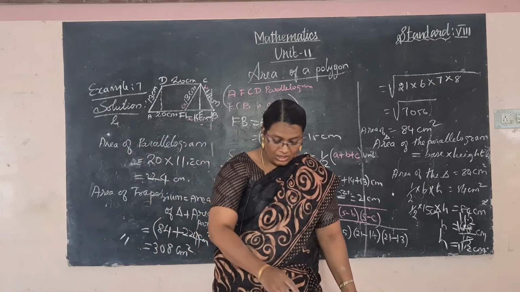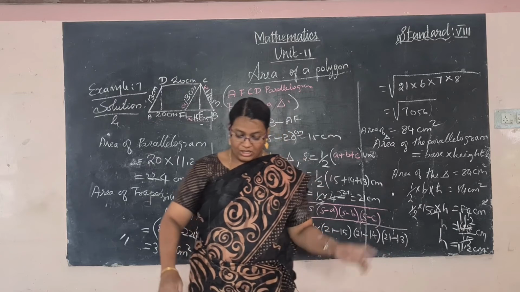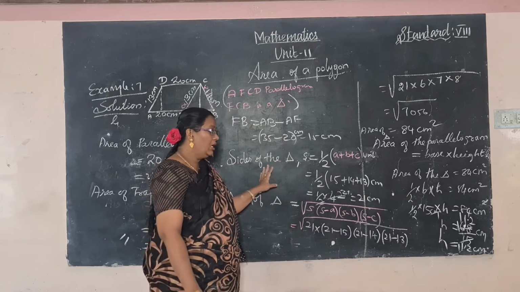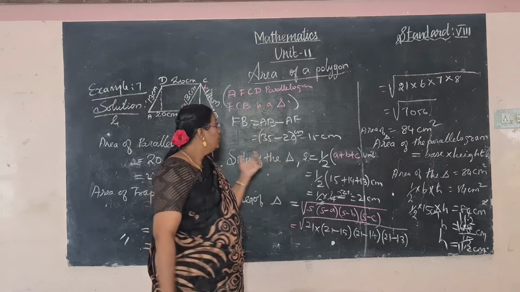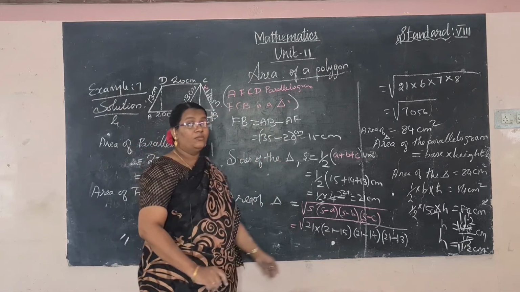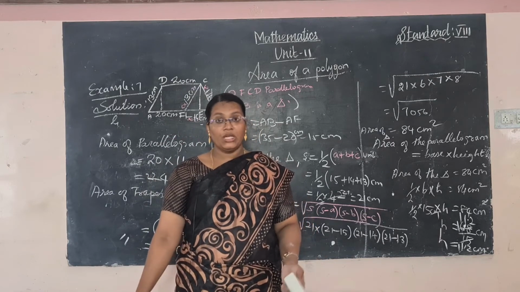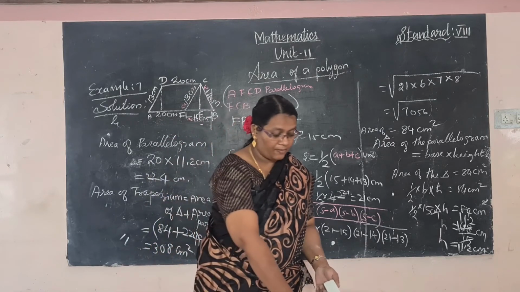308 centimeter square. I hope you have understood this concept. Very important. These two problems, example 6 and 7, are very important. If you have any doubt, you can ask. Now move to the exercise problems.